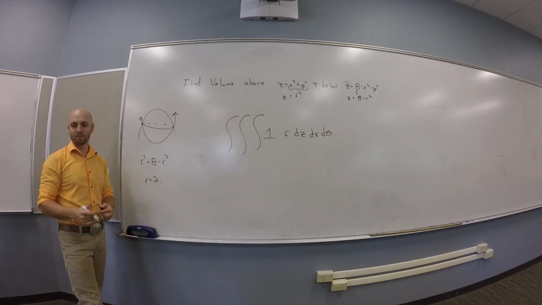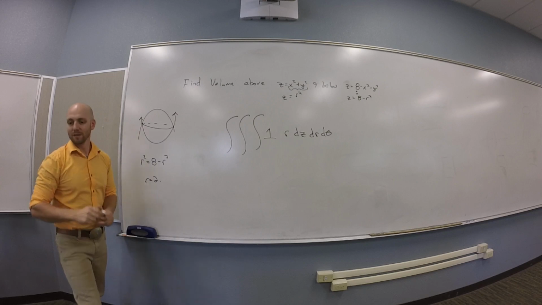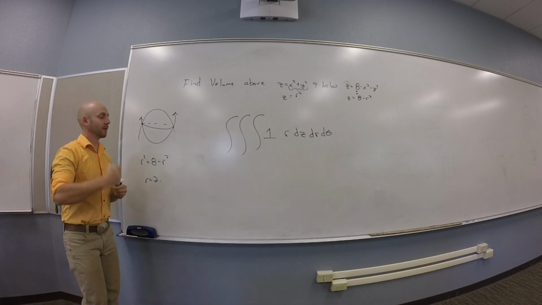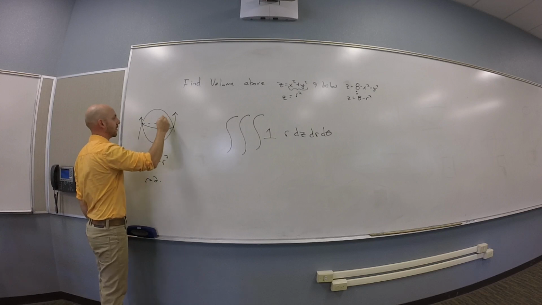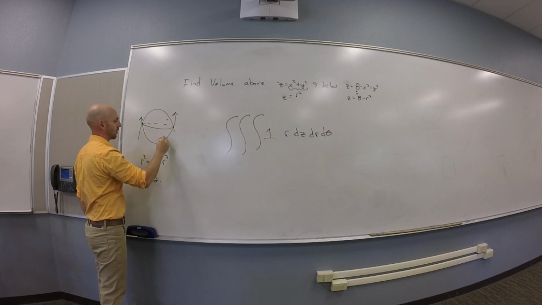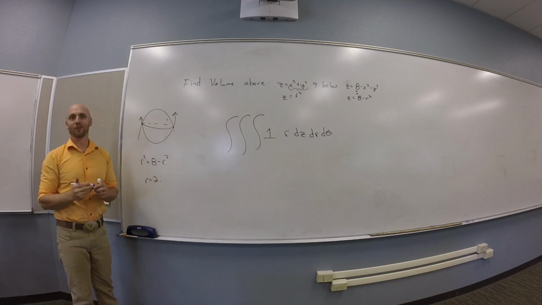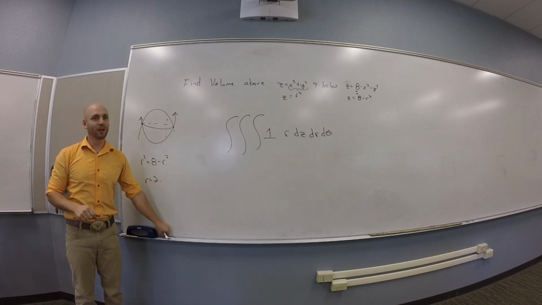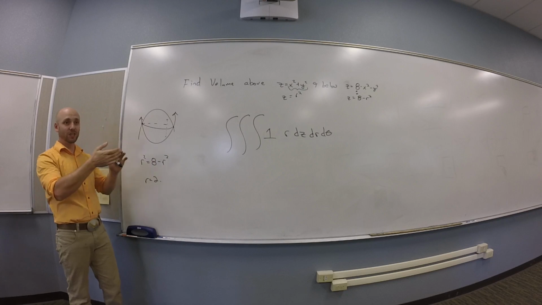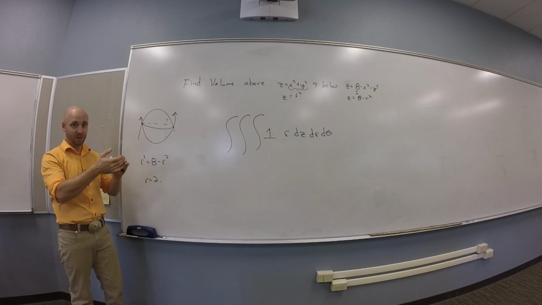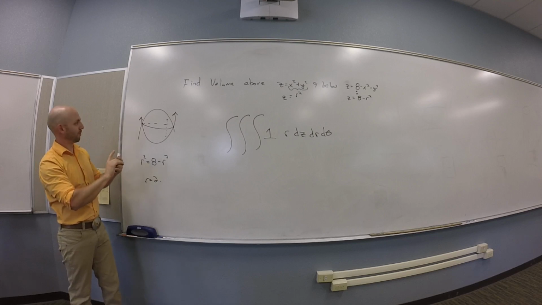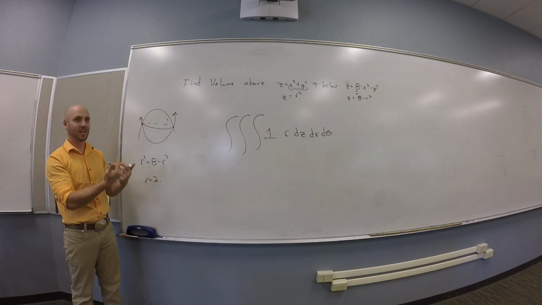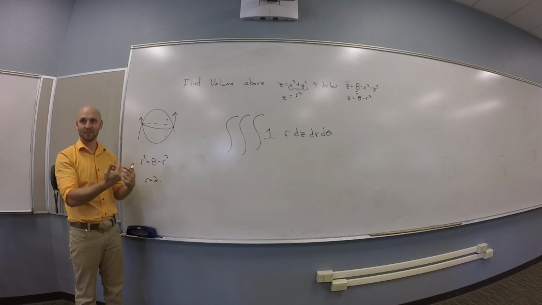Why does z want to be at the beginning there? Because it's our functions basically. Z equals r squared is the bottom half, and z equals 8 minus r squared is the top half. It's the only non-constant limit. You're going to want to go from one edge to the other in whichever thing you pick first here.